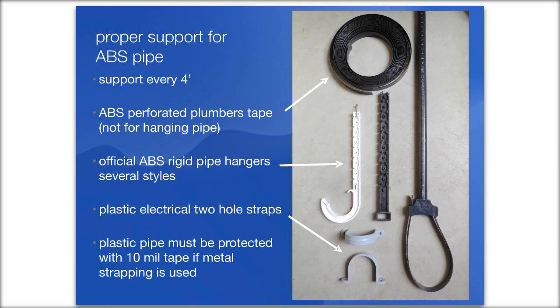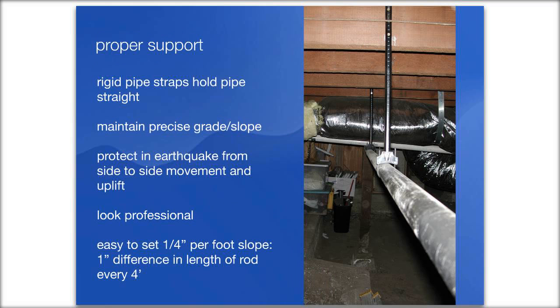Because the idea is that as that pipe expands and contracts, it's going to move slightly in that hanger. If it's a metal hanger, it could conceivably abrade the pipe. So that's the reasoning for that. And this next slide is just showing you, it looks very professional if you use the proper rigid hangers.